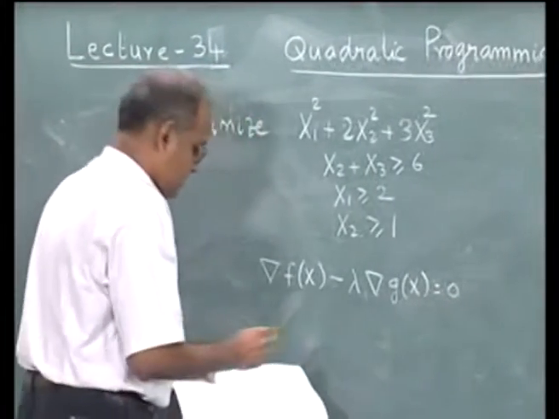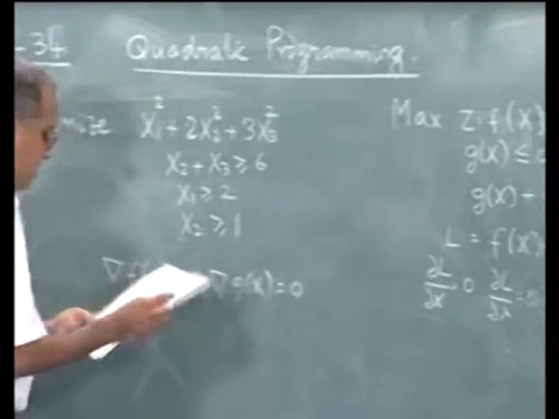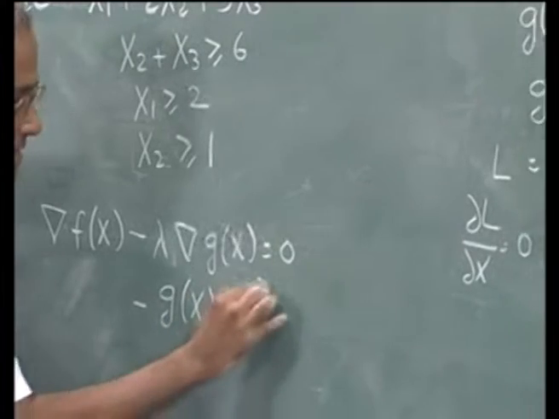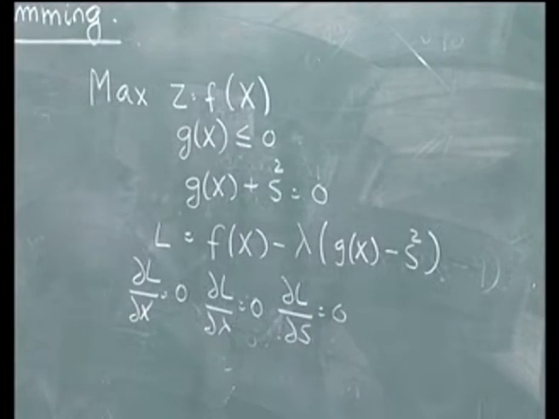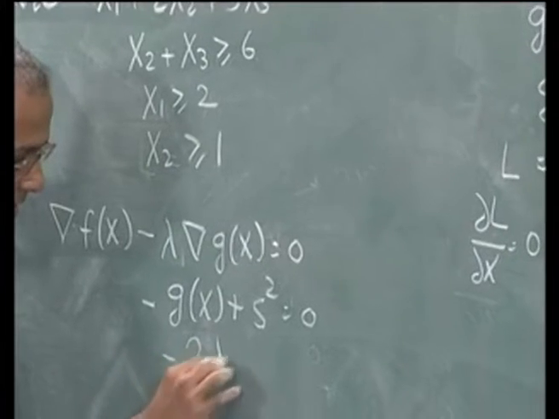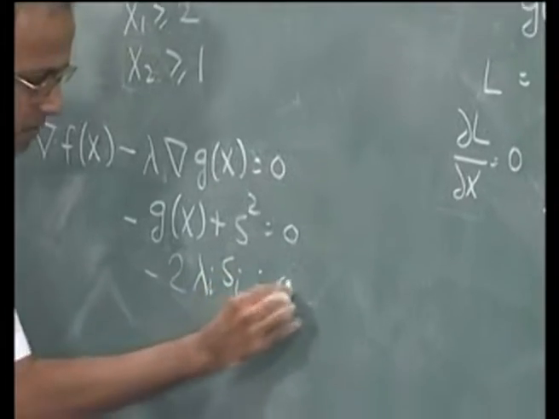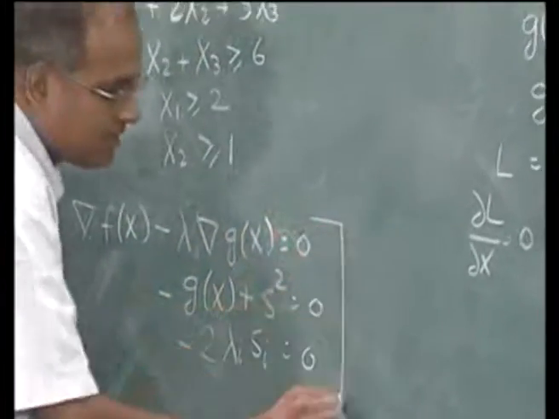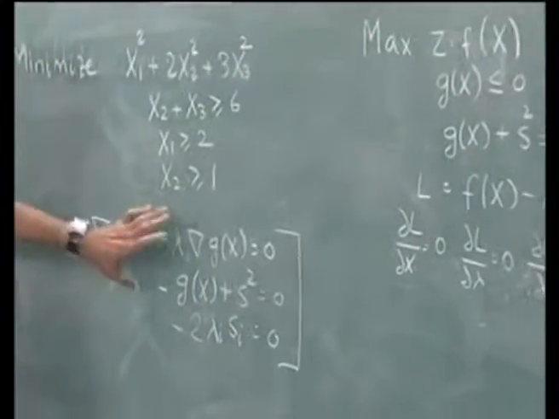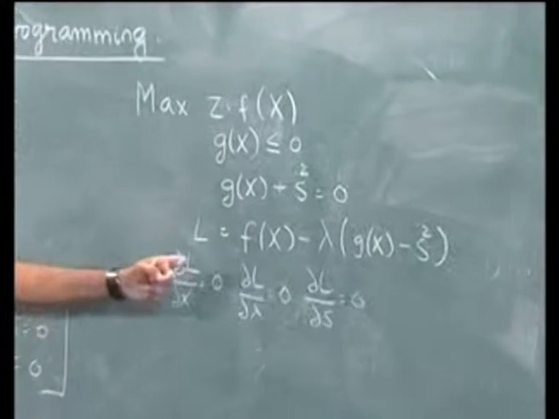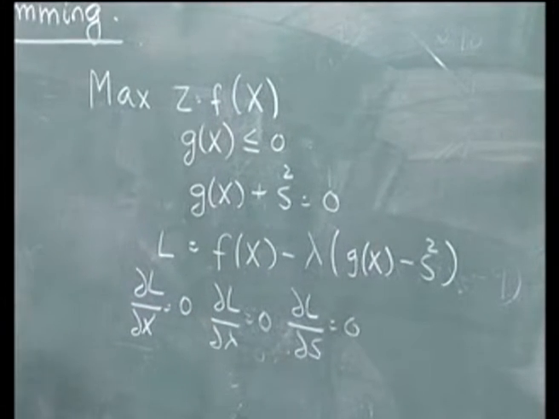We would get dou L by dou lambda would give us minus g of x plus s square equal to 0 from here, and dou L by dou s would give us minus 2 lambda_i s_i equal to 0. Now, these three are typically the equations that we get when we partially differentiate L with respect to x, with respect to lambda and with respect to s.